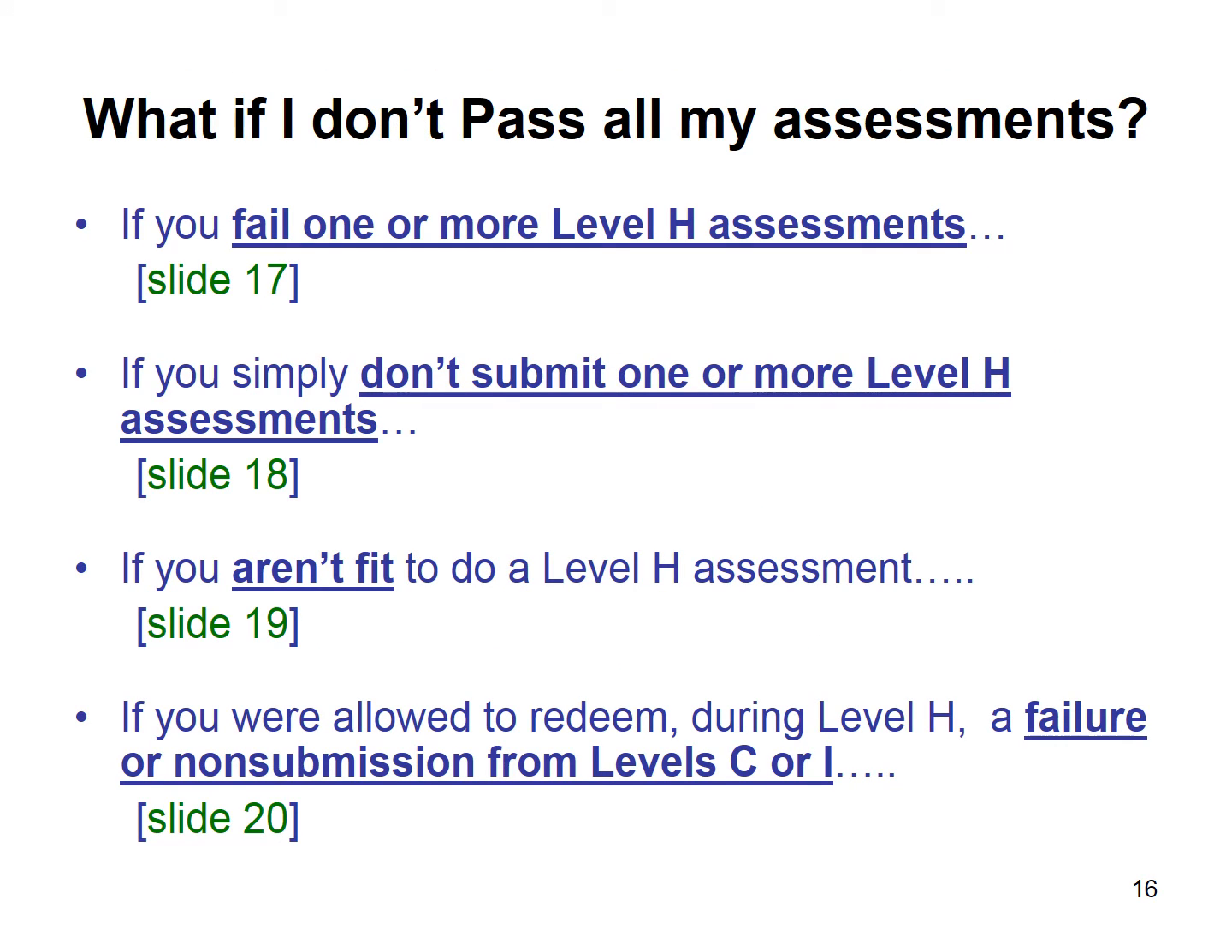You also may have questions relating to whether you passed all your assessments. So there's a number of scenarios we've covered here. What happens if you fail one or more assessments this year? What if you simply don't submit one or more assessments? What if you are not fit to do a level H assessment? And what if you are allowed to redeem during level H a failure or non-submission from an earlier level of study? And there's one slide about each of these scenarios.